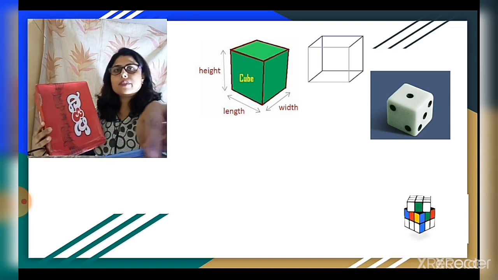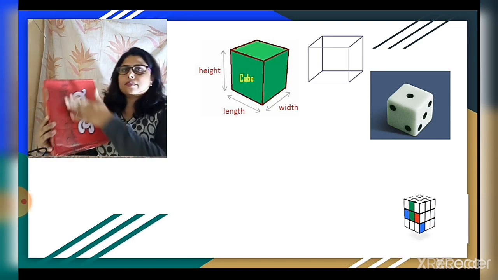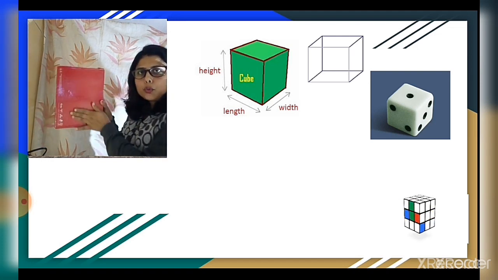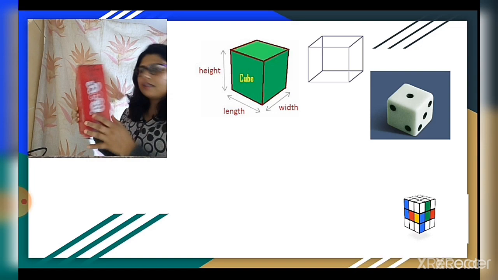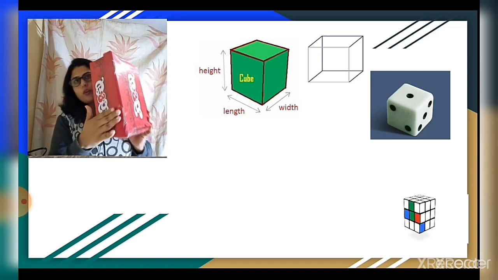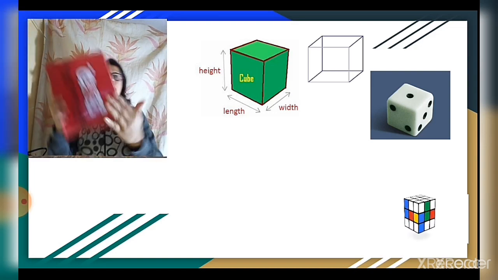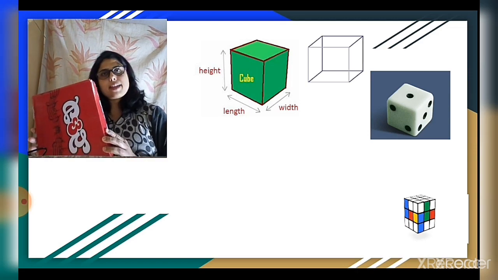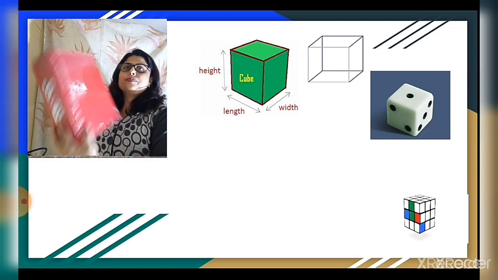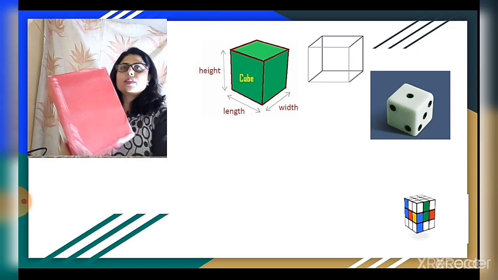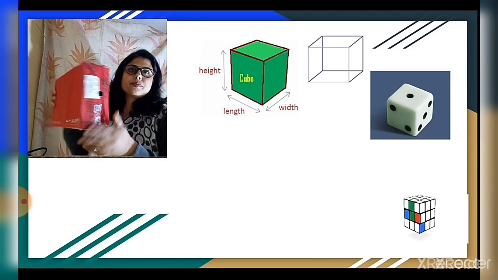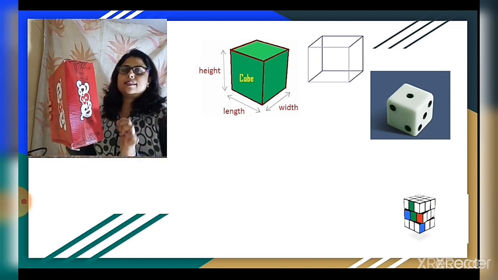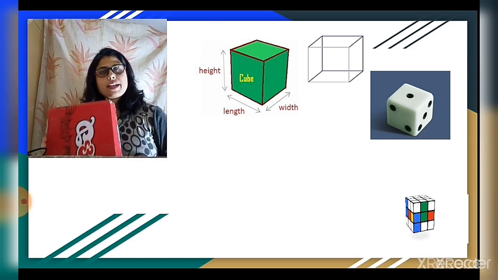So how many faces? This is the first face. 1, 2, 3, opposite here 4, 5 and 6. How many faces are here? 6, same as cube. 1, 2, 3, 4, 5 and 6. So 6 faces we find in cube and cuboid.